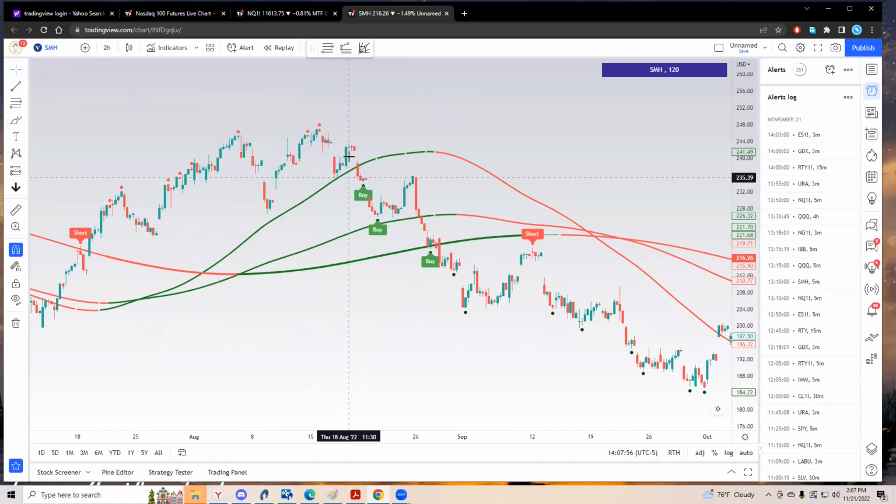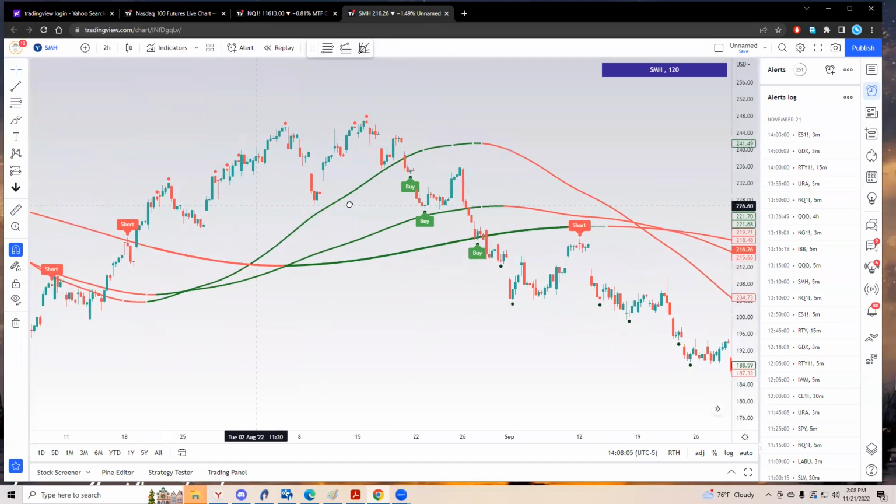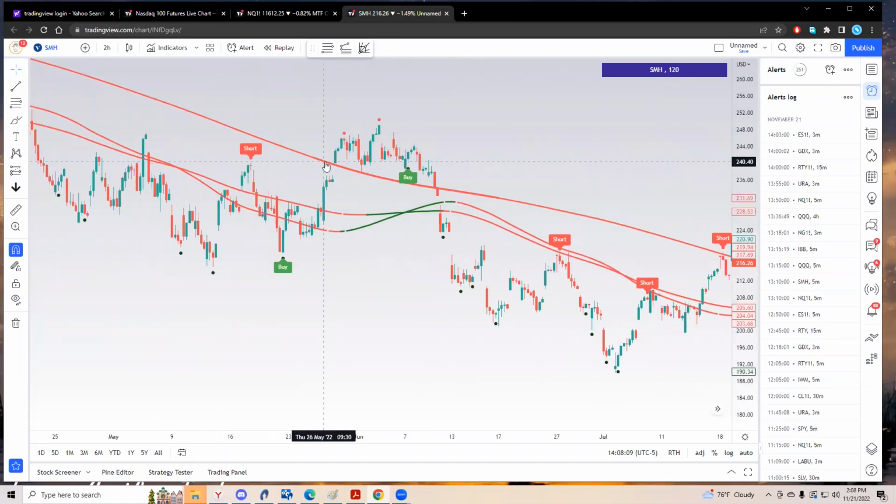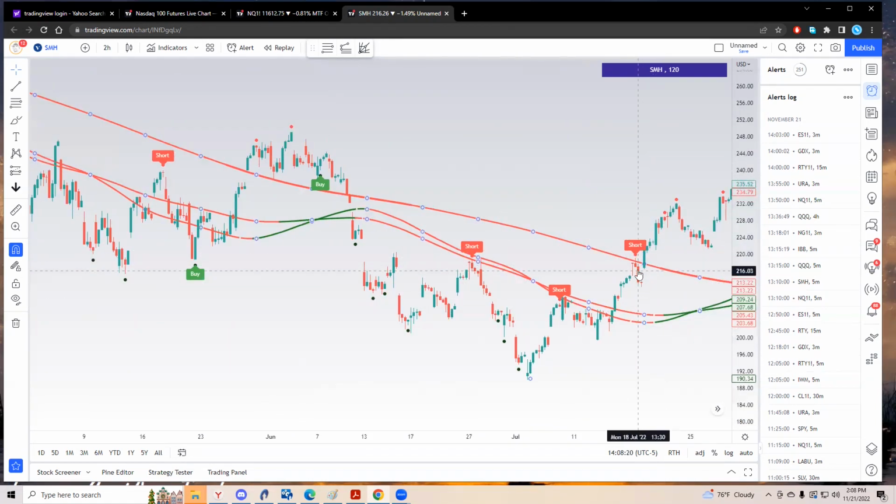Here you see several false signals. That signal is false. That signal is false, and I still keep working on that indicator, but I see it as very promising, because I see very many good signals here, like that short, that buy, that short, that short, that short.